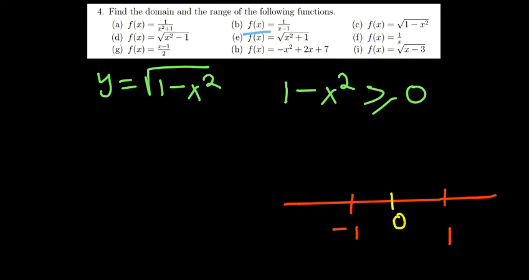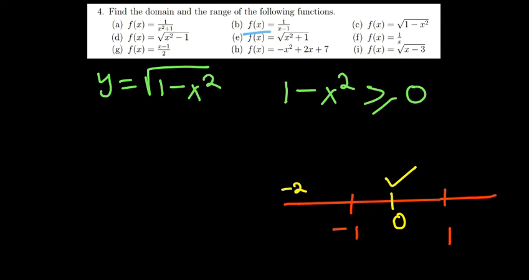If I put in a 0 there, it will agree. 1 minus 0 squared will be a 1, which is greater than 0, right? So this part has agreed. What if I try, let's say, a negative 2? If I put in a negative 2, I have 1 minus 4, which is a negative, which has refused. If I try the other side, it will also refuse.